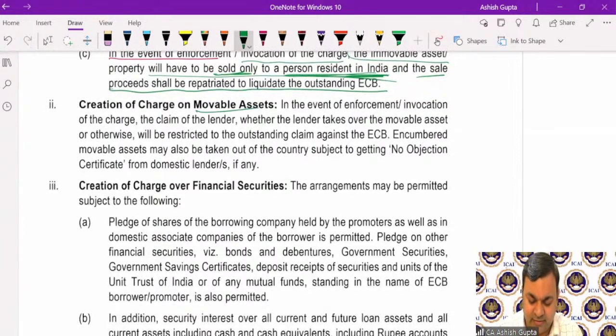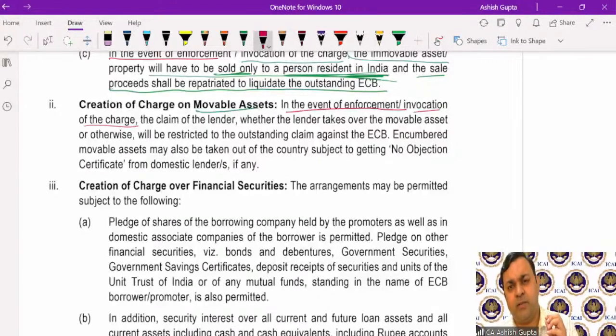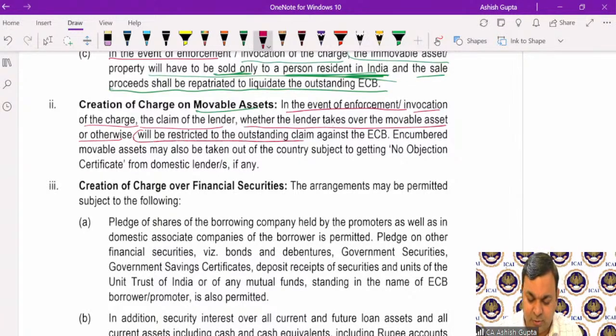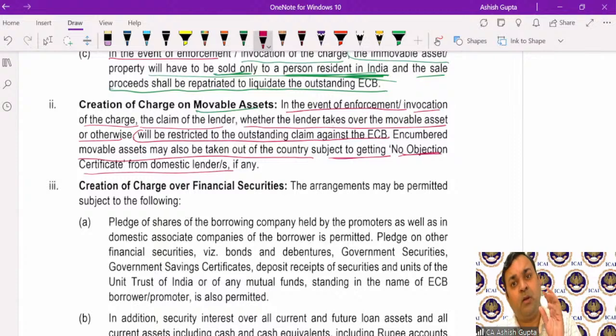Creation of charge on movable assets. In the event of enforcement or invocation of the charge, meaning the Indian person fails to repay that loan amount, the claim of the lender, meaning the foreign recognized lender, whether the lender takes over the movable assets or not, will be restricted to the outstanding claim against the ECB. Encumbered movable assets may also be taken out of the country, subject to getting an NOC from the domestic lenders, if any. Remember one thing: movable assets they can take with them, no issues at all. But in case of immovable assets, those need to be first sold to a person resident in India. You can take the proceeds of that asset.